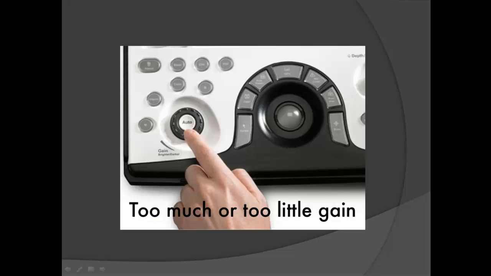And to hammer home this point again, too much or too little gain is really not possible with this. You want to make sure you cover a wide range of gain in order to make sure you're evaluating the entirety of the structures in both the anterior chamber and that posterior chamber.